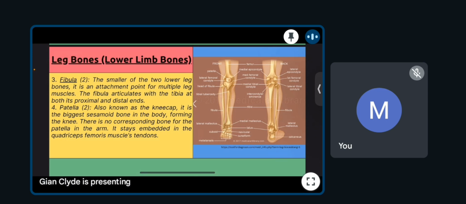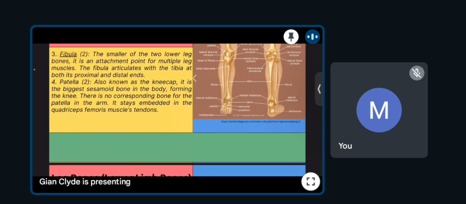We have two fibula, the smaller of the two lower leg bones. It is an attachment point for multiple leg muscles. The fibula articulates with the tibia at both its proximal and distal ends. Next is the patella. We have two patella, also known as the kneecap. It is the biggest sesamoid bone in the body, forming the knee.